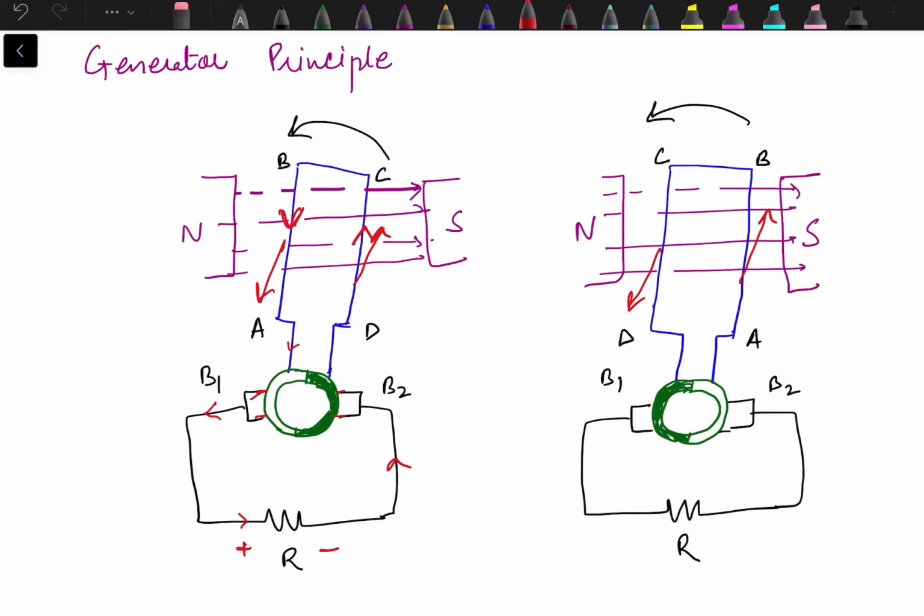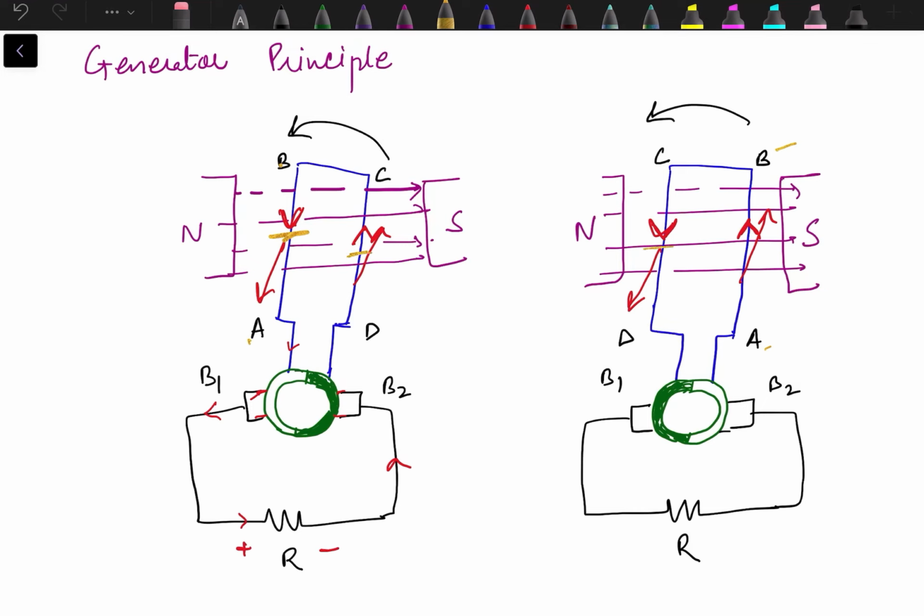So what we see is that AB has taken the place of the CD conductor while the CD conductor has taken the place of the AB conductor. Now again, if we apply Fleming's right hand rule to find the direction of induced current, it will be from A to B in conductor AB, and for conductor CD it will be from C to D. If we compare these two, here current is flowing from B to A, here current is flowing from A to B. It means there is reversal of current in the conductor.